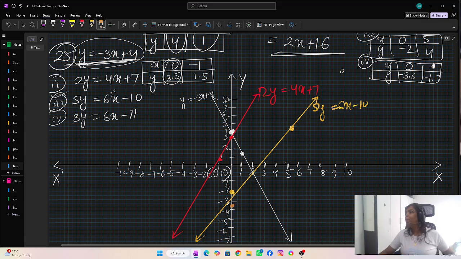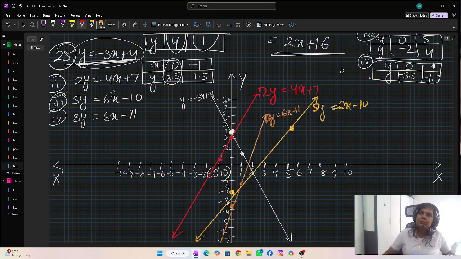Then (1, -1.3). 1 is here, minus 1.3 will be here somewhere. 1.7 means 2, near to 2. This here. So you can join the line this way. I am getting the points this way. This orange color is what? 3y = 6x - 11.